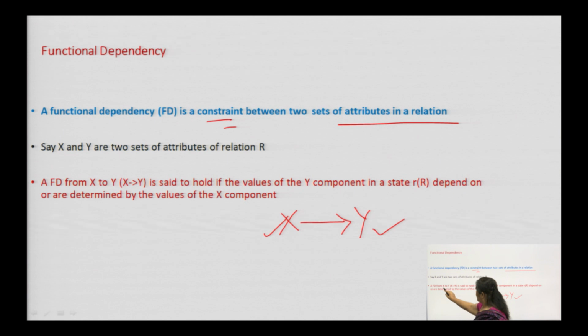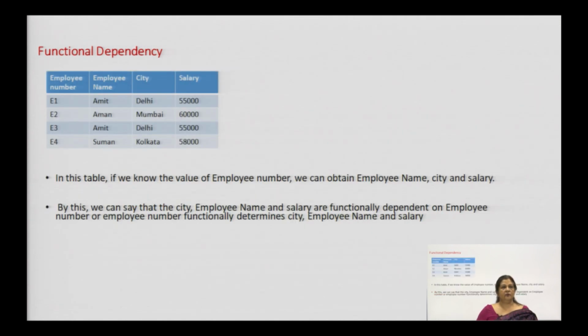A functional dependency X to Y is said to hold if the values of the Y component in any state of a relation depend upon or are determined by the values of the X component. Now, let us see what this means. We have this relation over here.